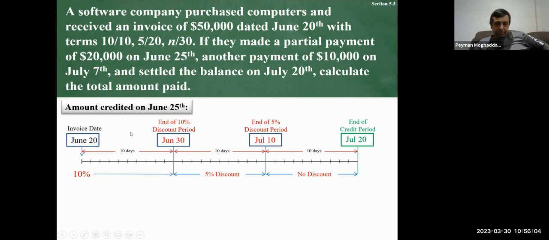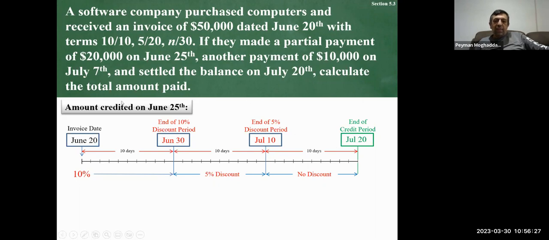June 20, June 30, July 10, and July 20. So from June 20 to June 30, you have a 10% discount. From June 30 to July 10, you have 5%, and from July 10 to July 20, no discount.